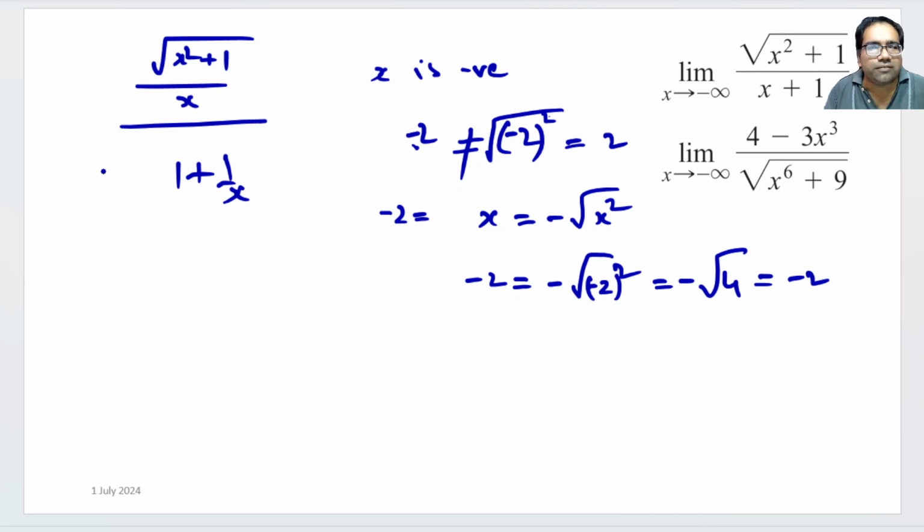Okay, so what does that mean? That means if I have to write this x as the square root of x square, then this x should be replaced with minus of the square root of x square. We cannot directly write it as the square root of x square. Now this square root, we can take them together.